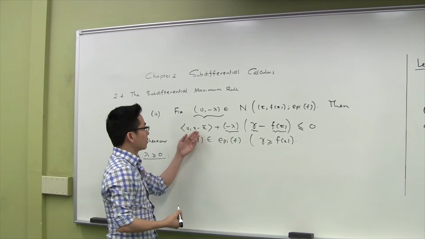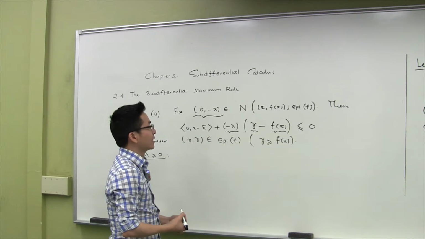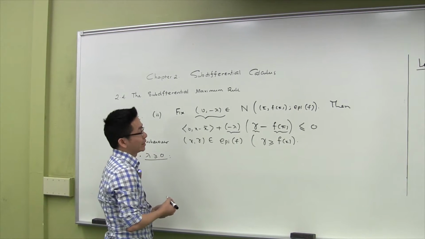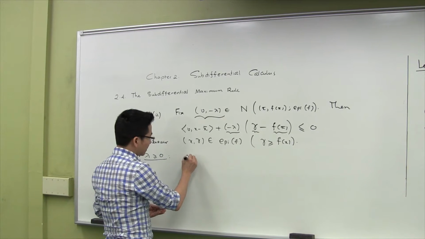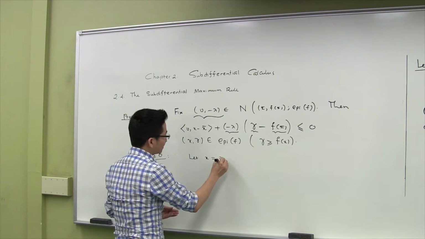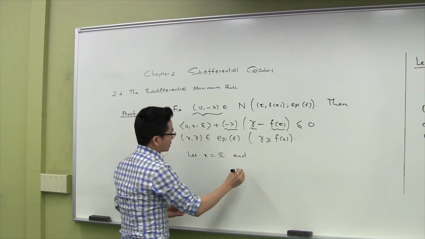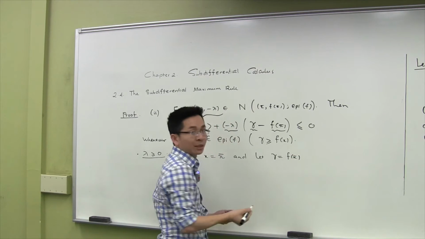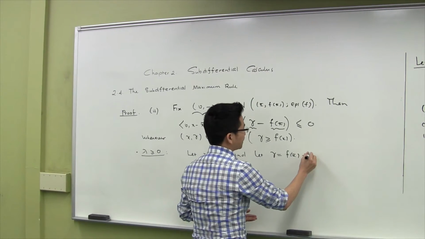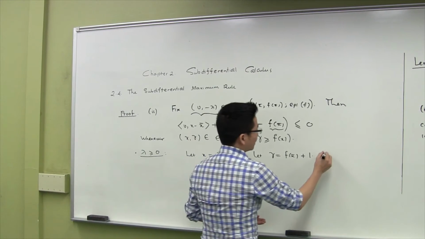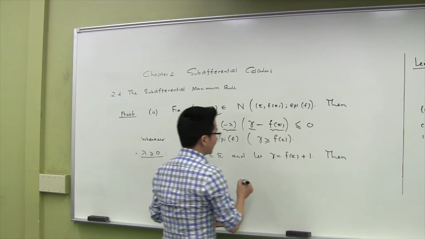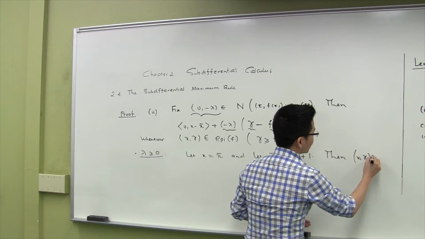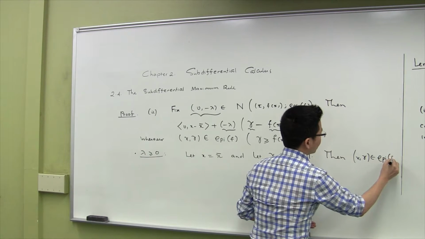Because this is true for whatever (x, gamma) in the epigraph of the function f, we're going to apply this for a particular element of the epigraph. So let x be x bar and let gamma be f of x bar plus a positive number, for example 1. Then we can easily see that this (x, gamma) belongs to the epigraph of the function f.